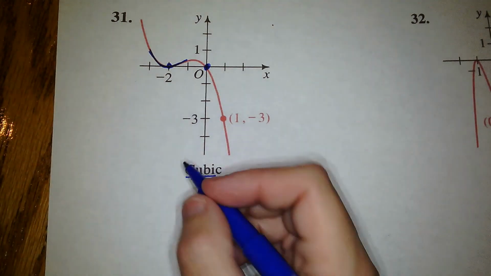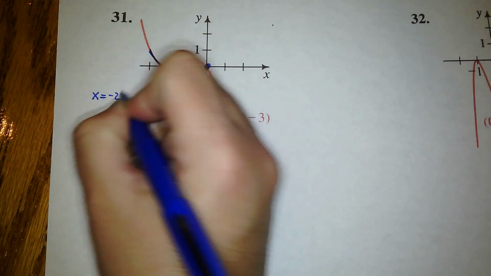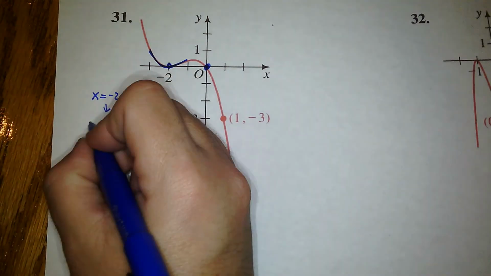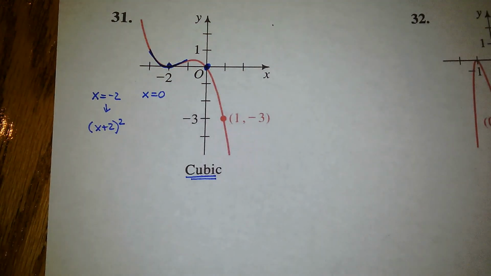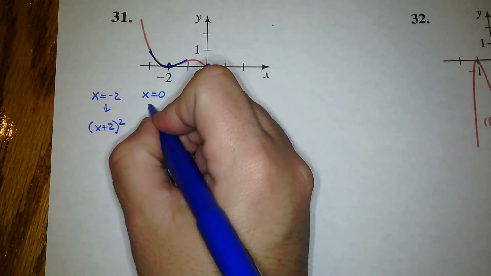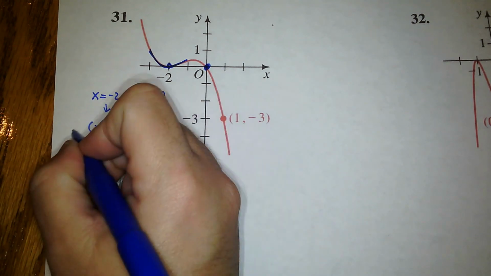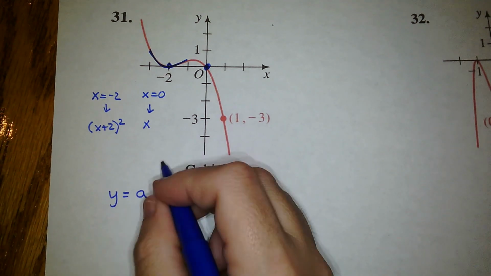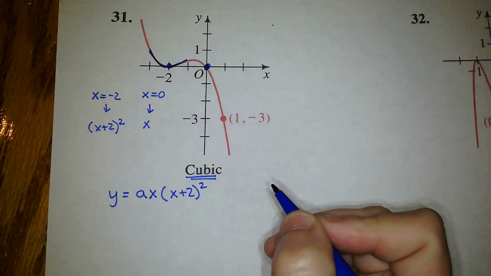So the first thing we have to do is write our answers. So I've got x equals -2 and x equals 0. But because this bounces, when I change this to x plus 2, it's got to be squared. Don't forget the parentheses. And then because this is 0, we just literally write an x, but the x is going to be out in the front. So we will have y equals a x parentheses x plus 2 quantity squared.